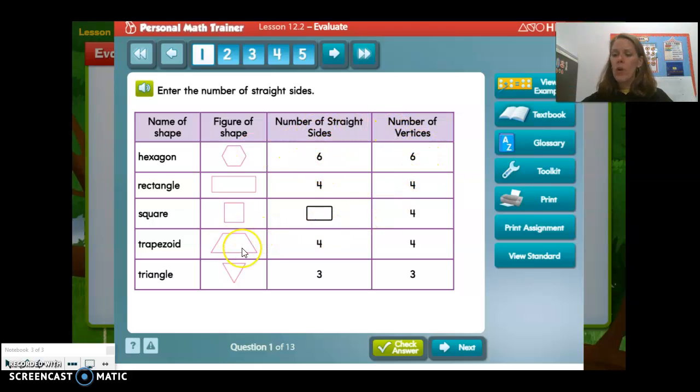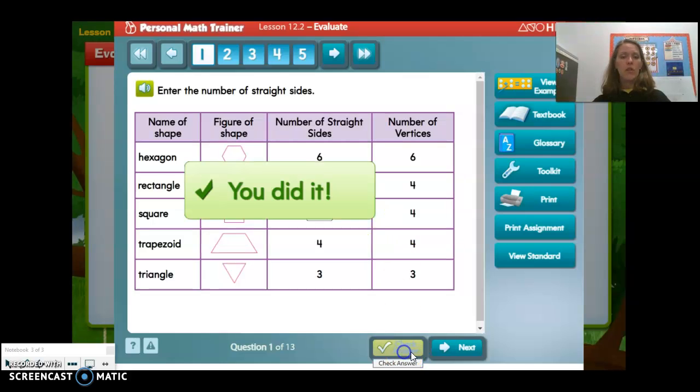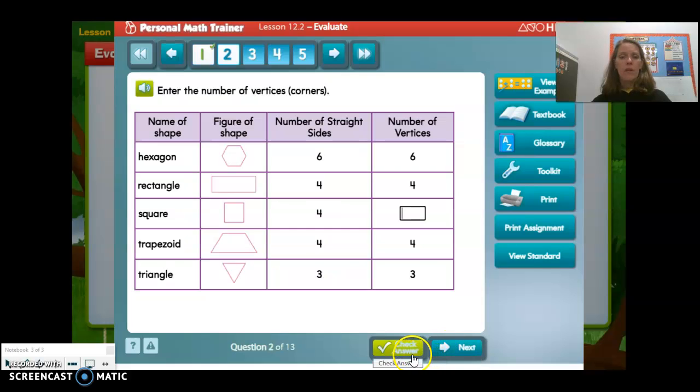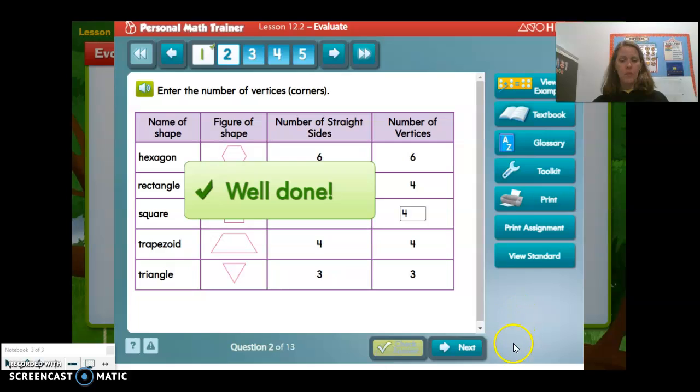Think about a square. A square, we're missing the number of straight sides. How many straight sides does a square have? And hopefully you say 4, right? Let's check it out. You did it! Woohoo! All right. Now we also have the square again. How many vertices? Remember, vertices are your corners. And hopefully you say 4 there also. Well done!